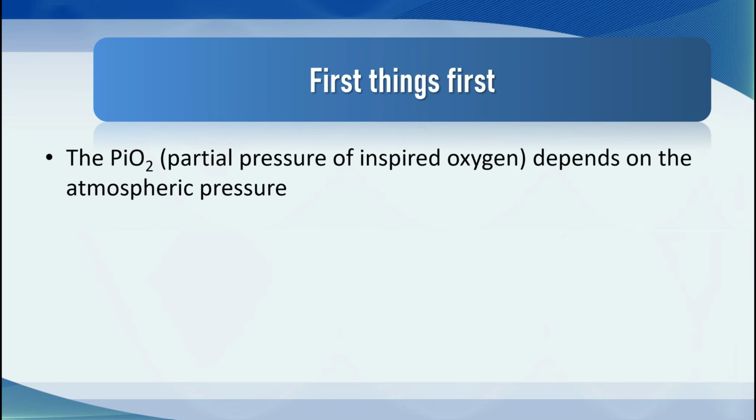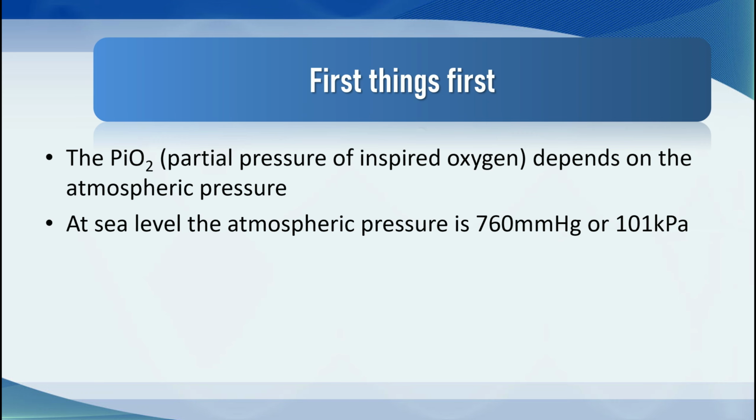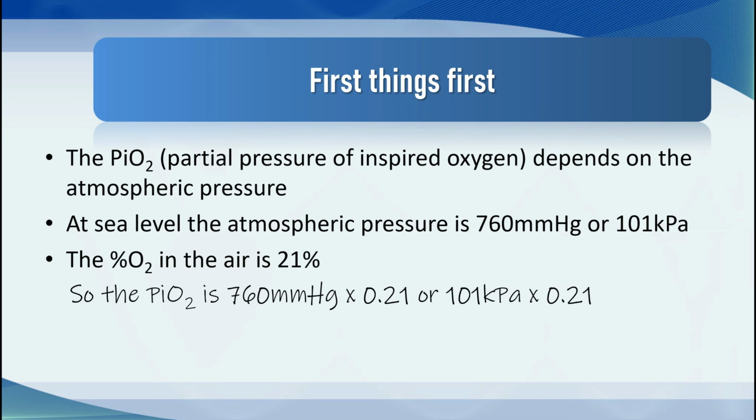The first thing we need to know is the partial pressure of inspired oxygen. That's the PiO2, and that depends on the atmospheric pressure. At sea level, atmospheric pressure is 760 millimeters of mercury or 101 kilopascals. The percentage oxygen in the air is 21%. So the PiO2 is 760 multiplied by 0.21 or 101 multiplied by 0.21. And that works out at 160 millimeters of mercury or 21 kilopascals.